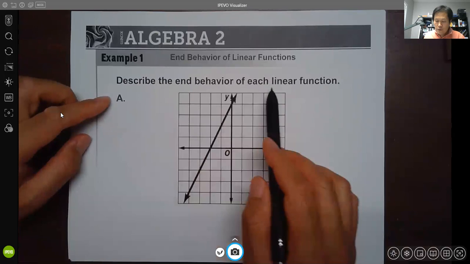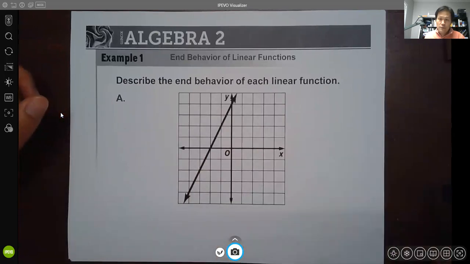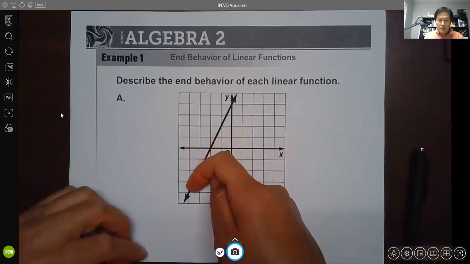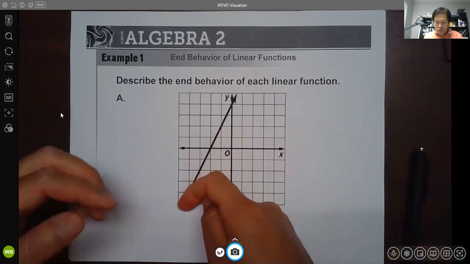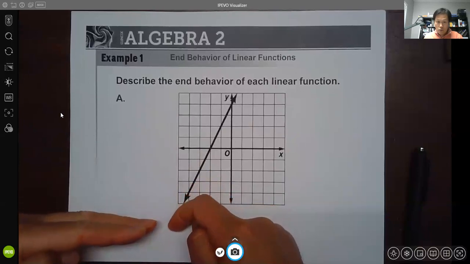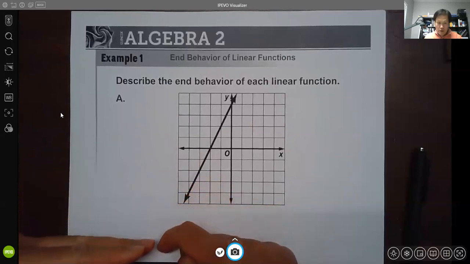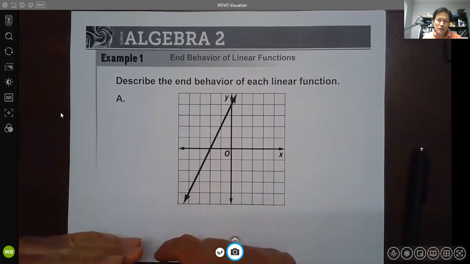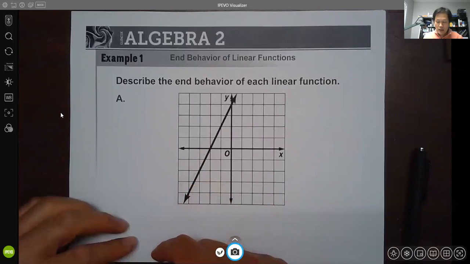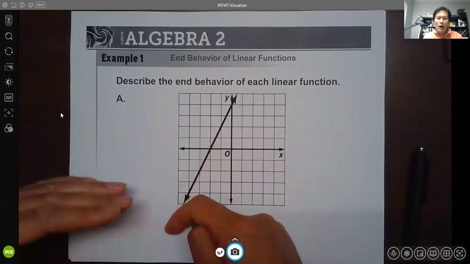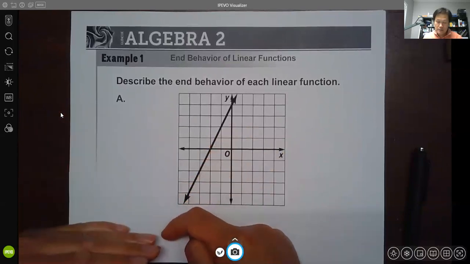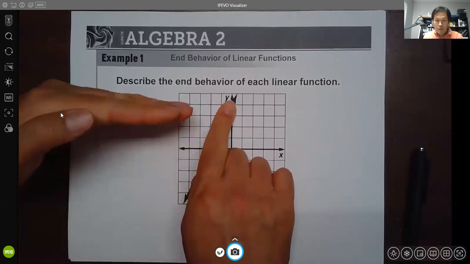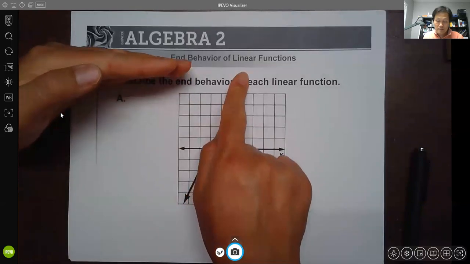Describe the end behavior of each linear function. End behavior means as you go to the left on your graph, what happens to the y value? The y value is going down. Y is decreasing. As you approach the left, y decreases. As you go to the right, what happens to the y value? Y increases.